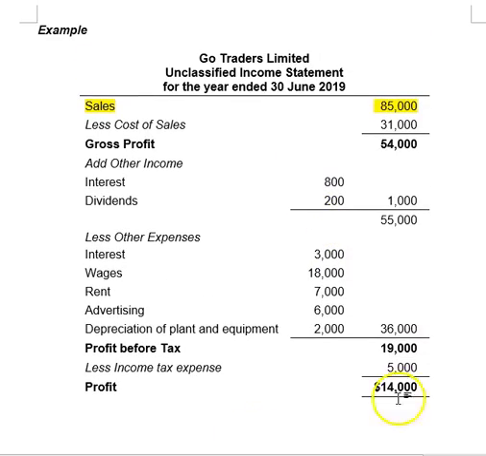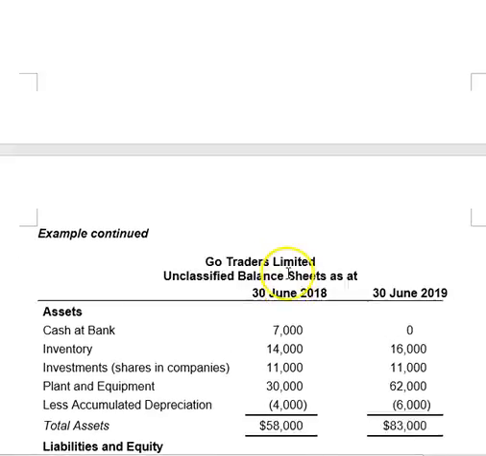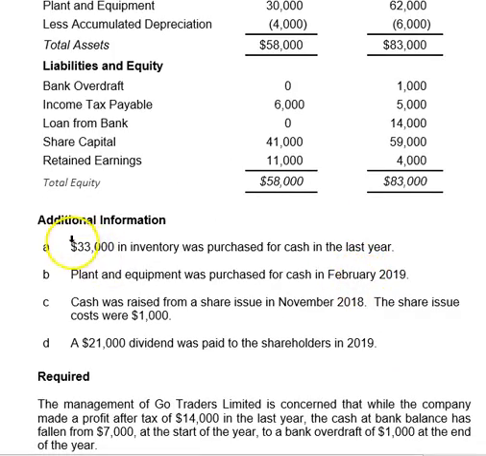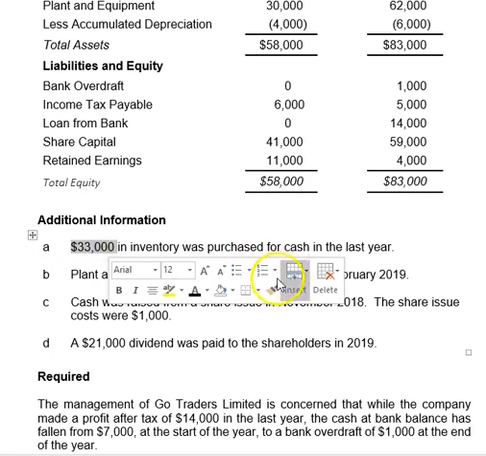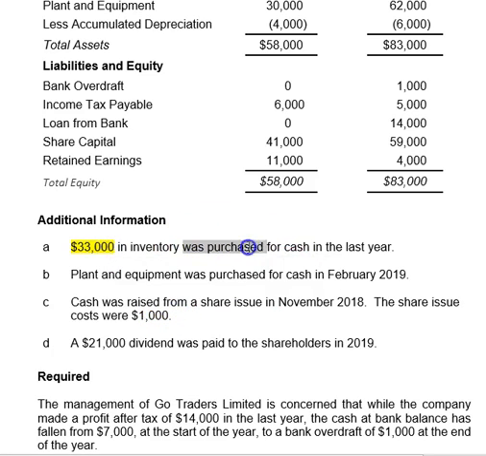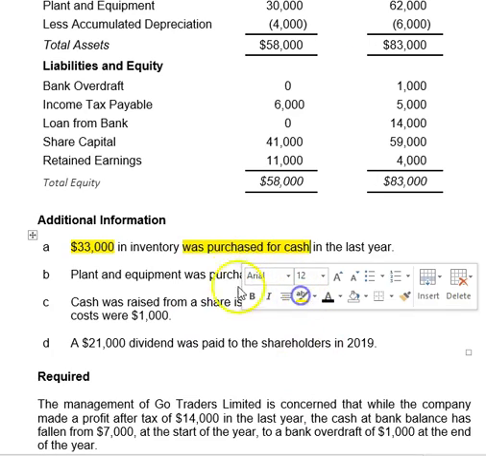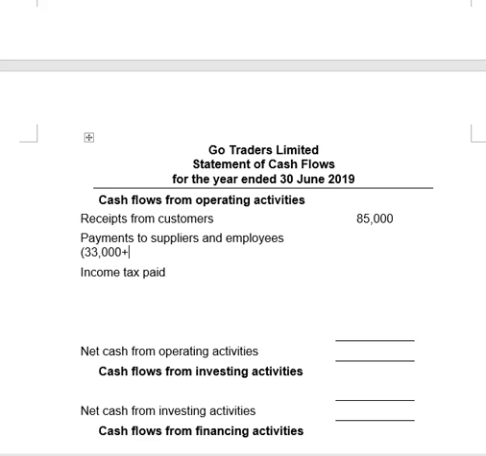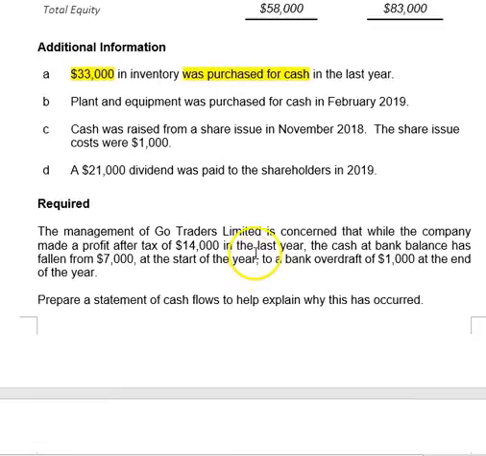Okay, they didn't mention anything under your income statement or your balance sheet, but if you look at additional information A, they mentioned that 33,000 of inventory was purchased for cash last year. That means I paid 33,000 for my inventory. Okay, so under payments to suppliers and employees, the first thing you need to include is 33,000, because I paid 33,000 for my inventory.